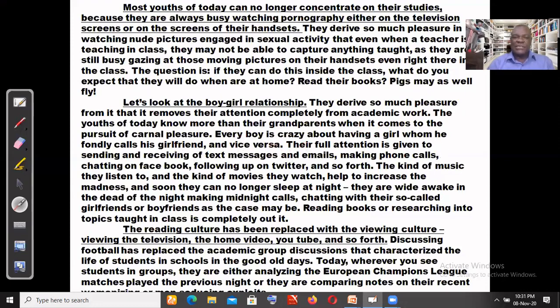Their full attention is given to sending and receiving of text messages and emails, making phone calls, chatting on Facebook, following up on Twitter, and so forth. The kind of music they listen to and the kind of movies they watch help to increase the madness, and soon they can no longer sleep at night. They are wide awake in the dead of the night, making midnight calls, chatting with their so-called girlfriends or boyfriends, as the case may be. Reading books or researching into the topics taught in class is completely out of it.